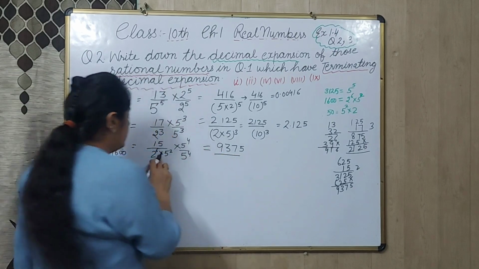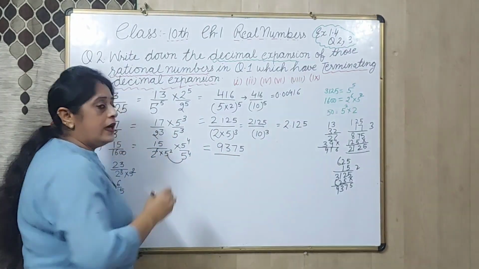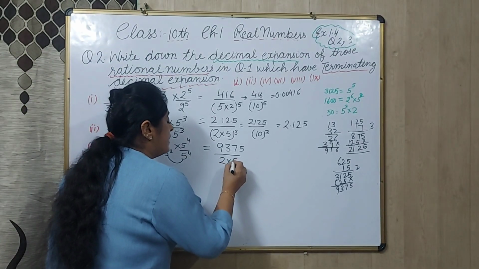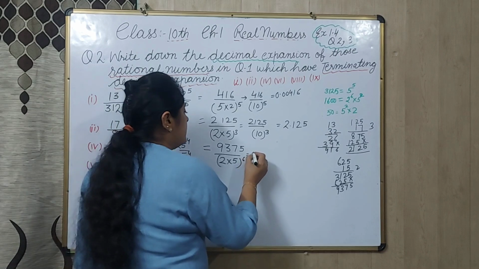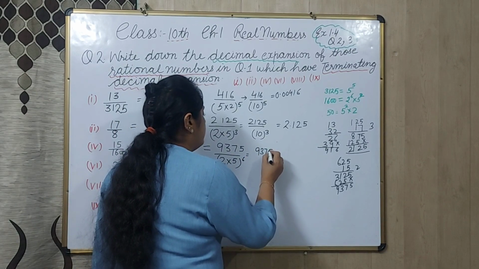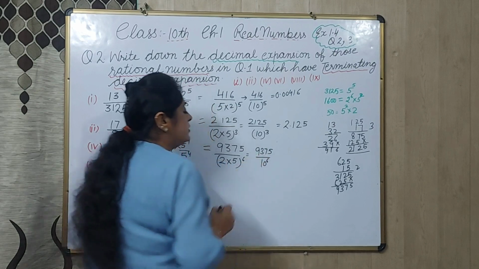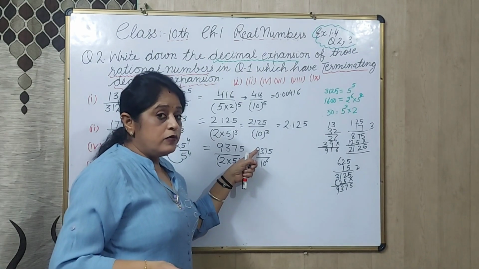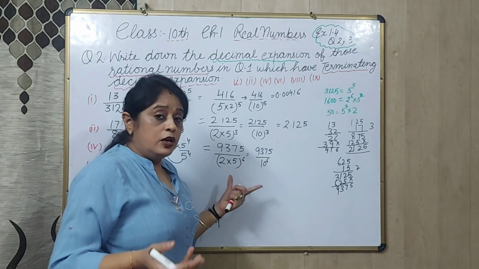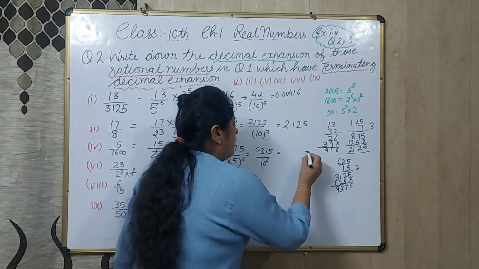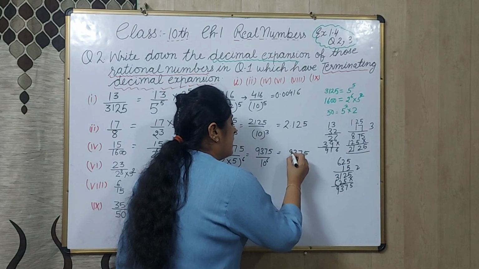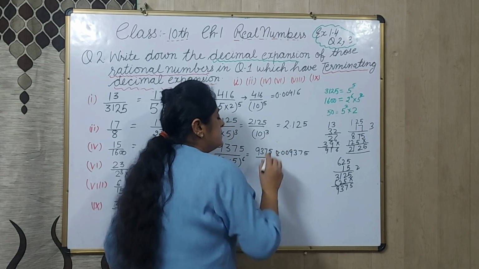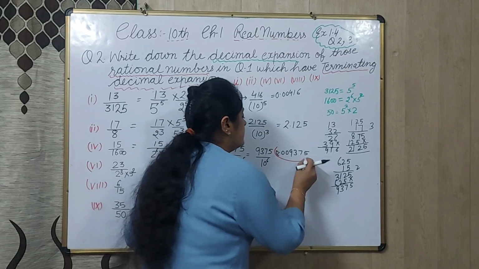So here you will write 9375. Here 2 power 6, 5 power 2 and 5 power 4. It means 5 power 6. So 2 multiply 5 power 6 means 9375 over 10 power 6. Now you convert into decimal. You count from here 1, 2, 3, 4, because we have to count 6. Other digits are not there, so you will write 0, 0, then 9, 3, 7, 5. It is converted into decimal: 0.009375.